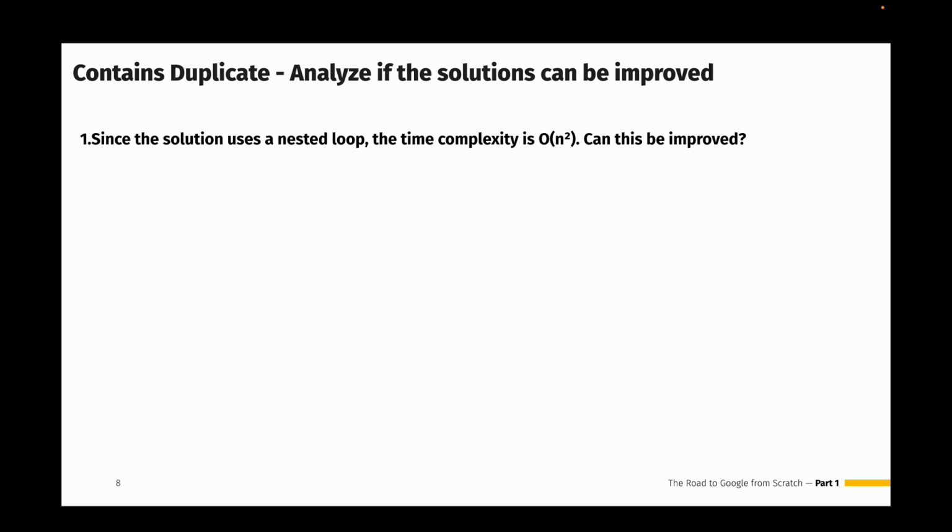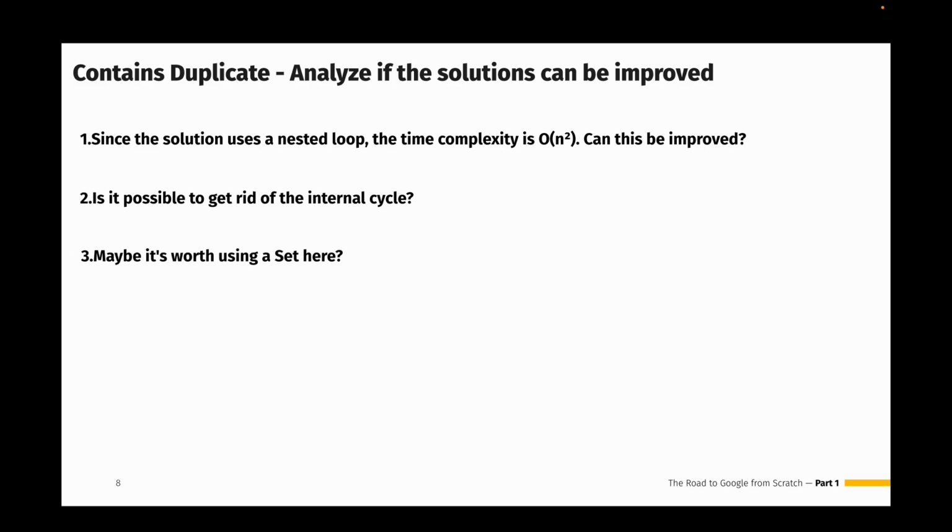Okay, now let's analyze the solution and let's think if it can be improved. And let's answer the next questions. Since the solution uses a nested loop, the time complexity is O(n squared). Can this be improved? Is it possible to get rid of the internal cycle? Maybe it's worth using a set here. If a set can help, what will be stored inside it? The value or the index? And let me answer these questions.